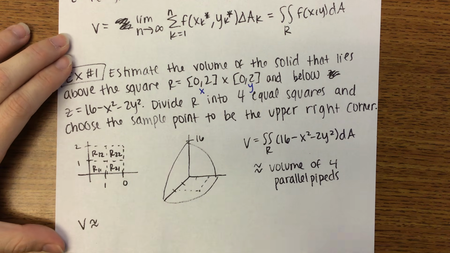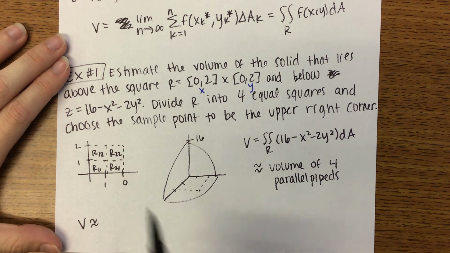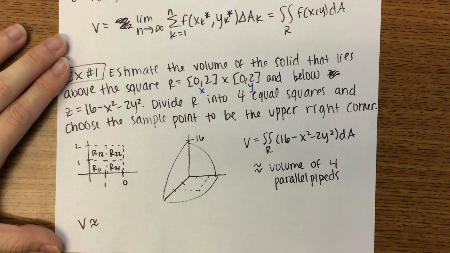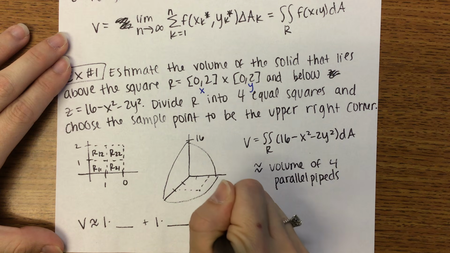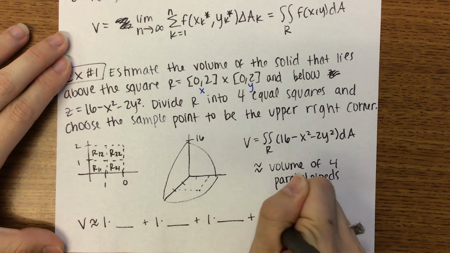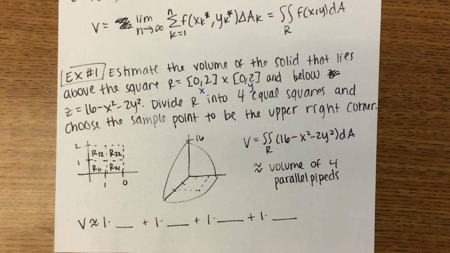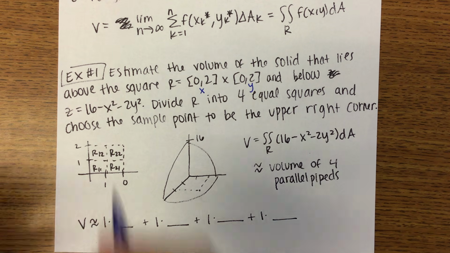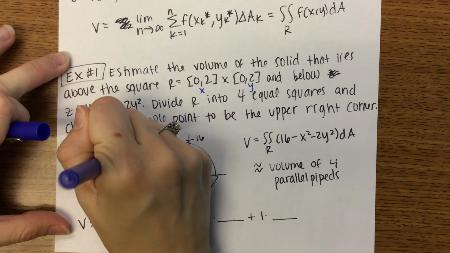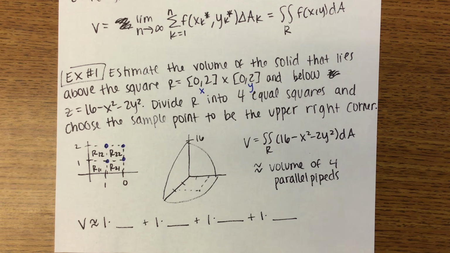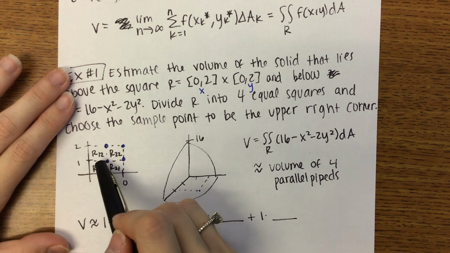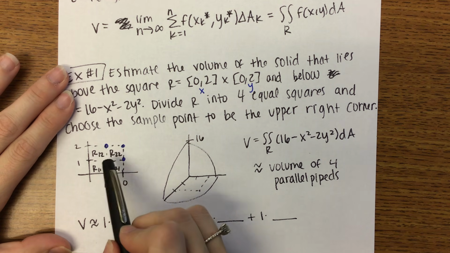Okay, the volume of each parallelepiped is going to be the area of the base times the height. The area of each base square is 1. So it's going to be 1 times the height for the first one plus 1 times the height for the second one. We are choosing the upper right corner as our sample point. So these points right here. So the height for this parallelepiped is going to be f of 1, 1.